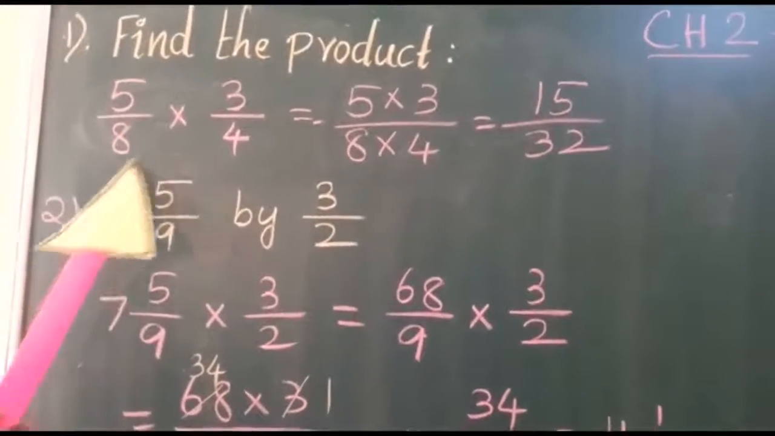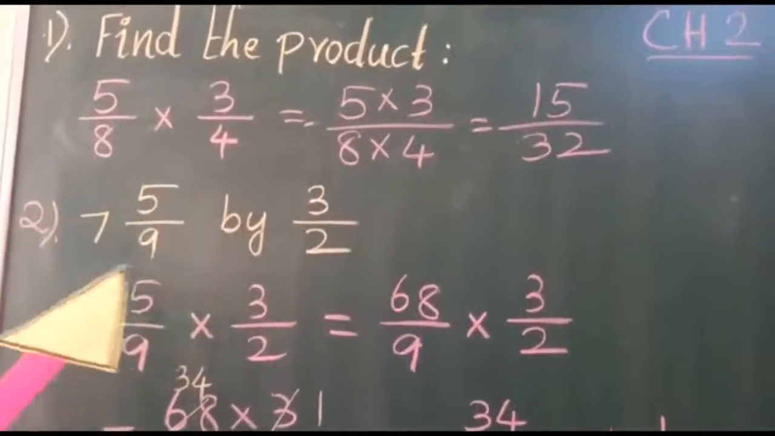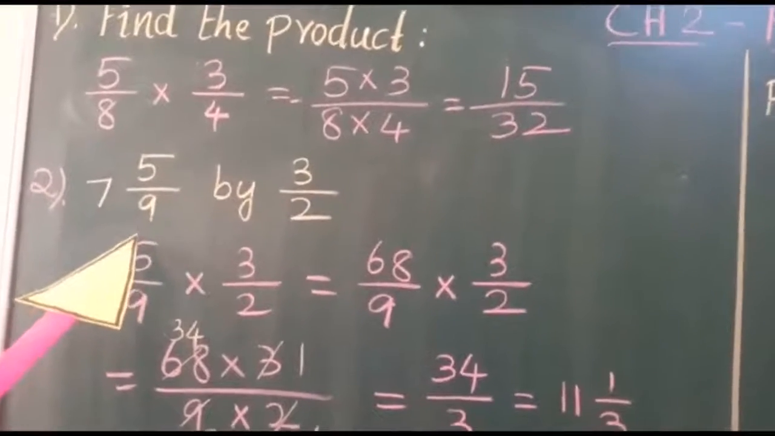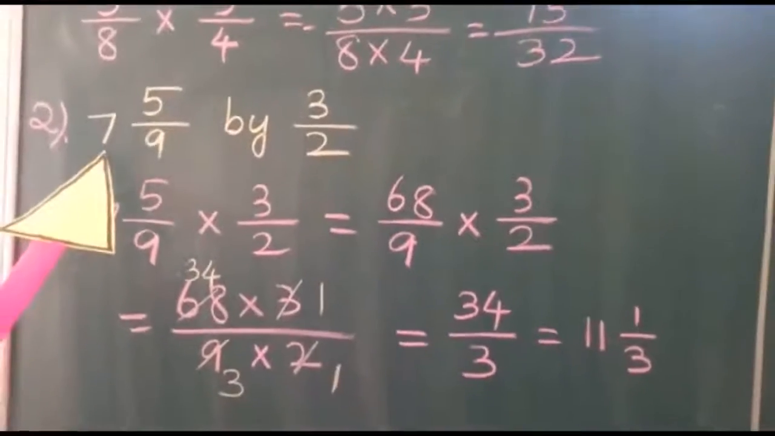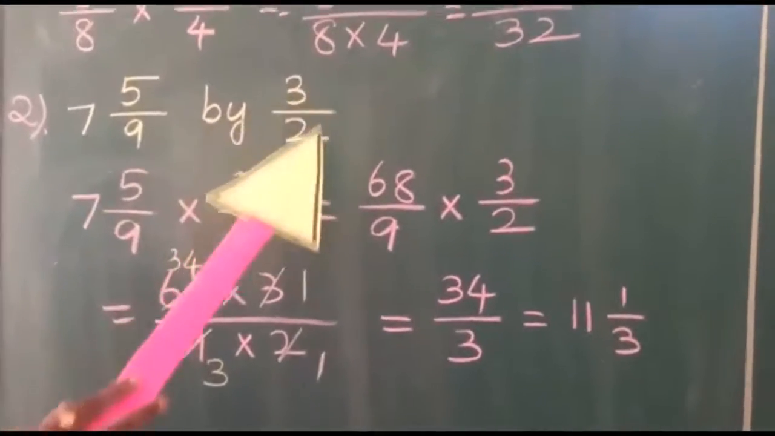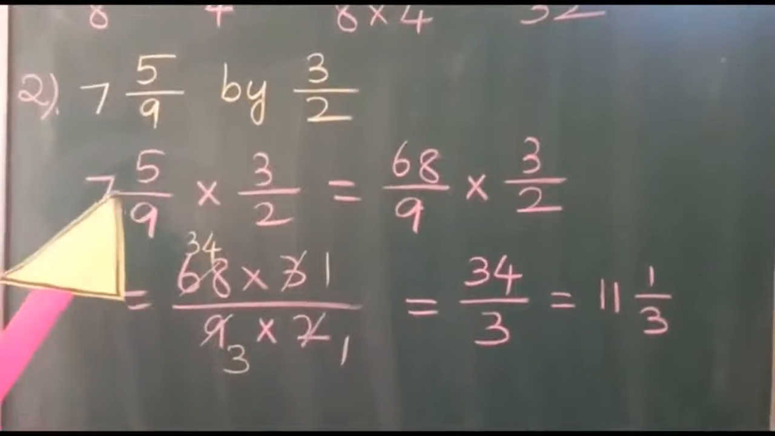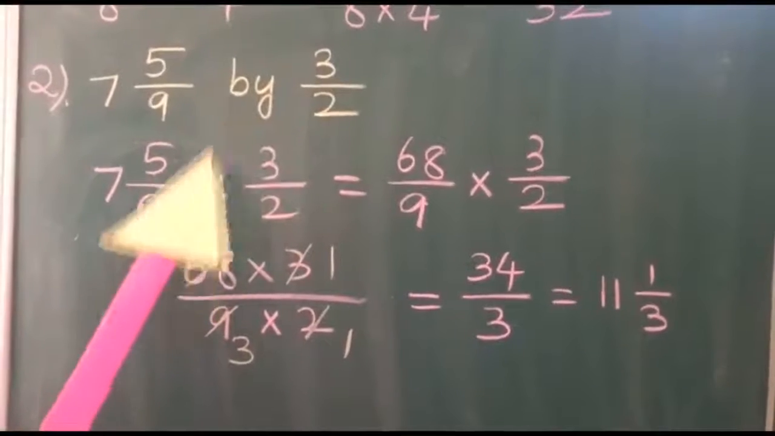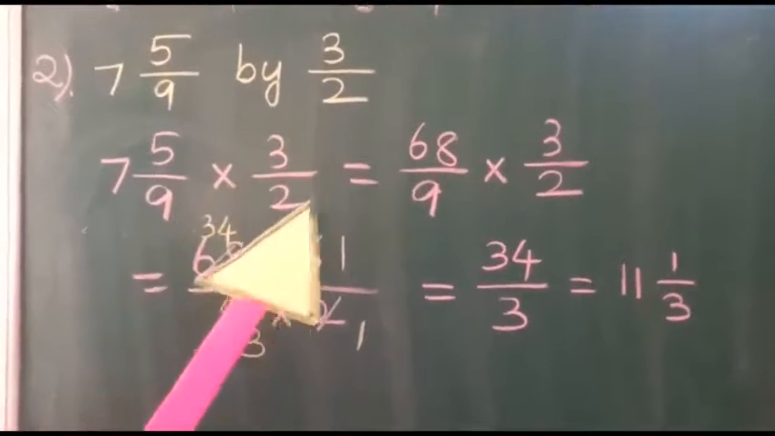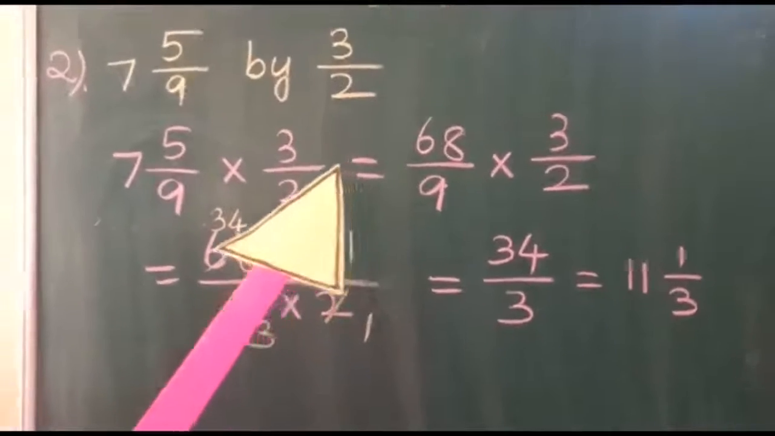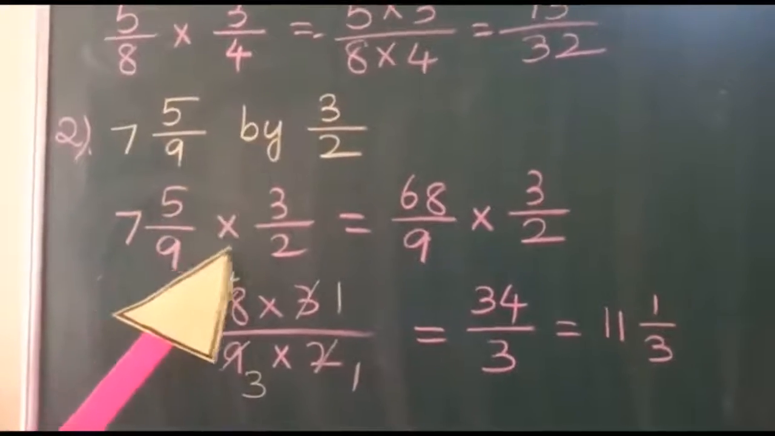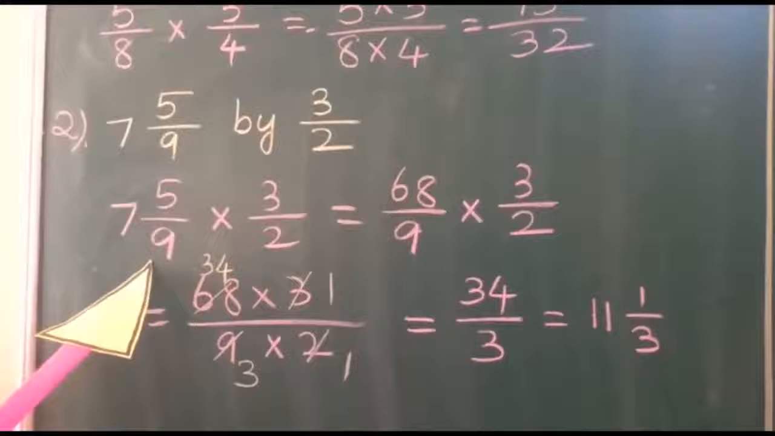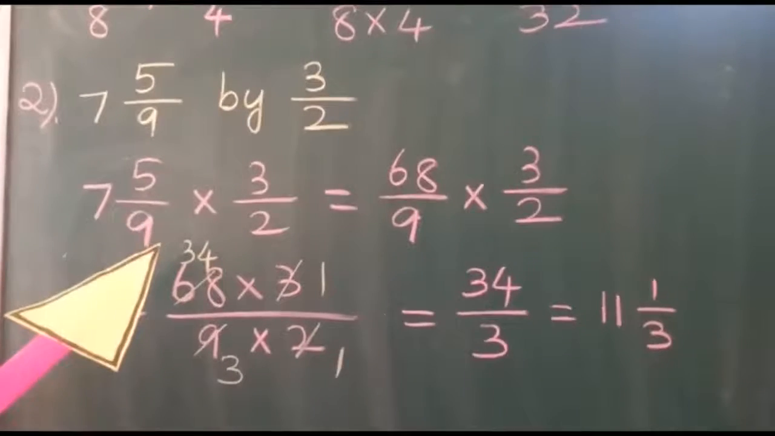Suppose it is a mixed fraction. We know that if it is a mixed fraction, we have to convert it into an improper fraction, then we can multiply. So 7 into 5 by 9 into 3 by 2. How can we convert? The sign will become multiply. Now we have to convert this mixed fraction into an improper fraction. How can we do that? We already know the procedure for converting to an improper fraction.